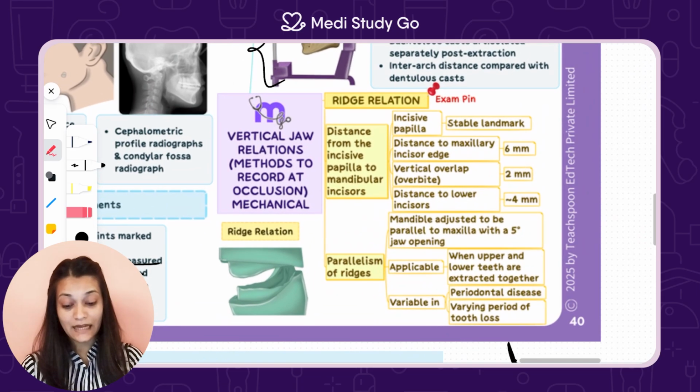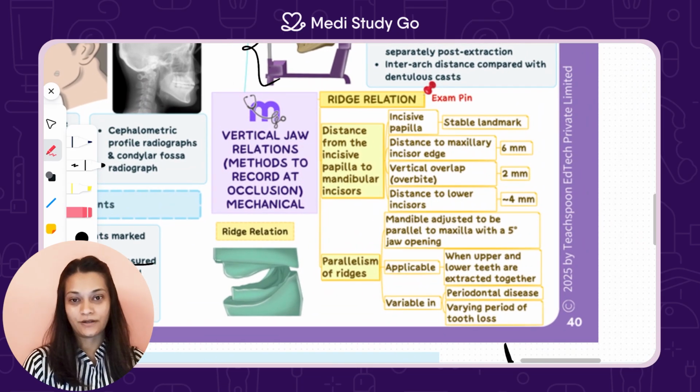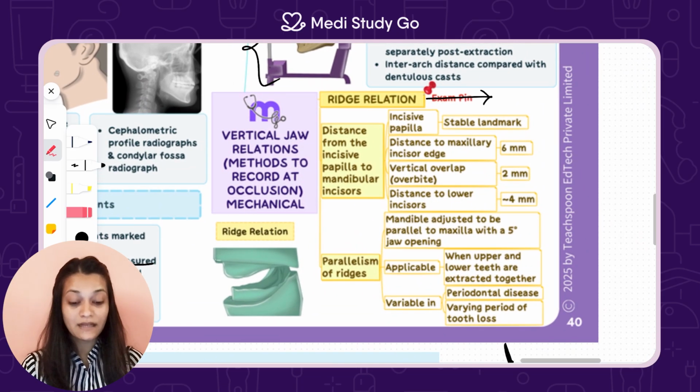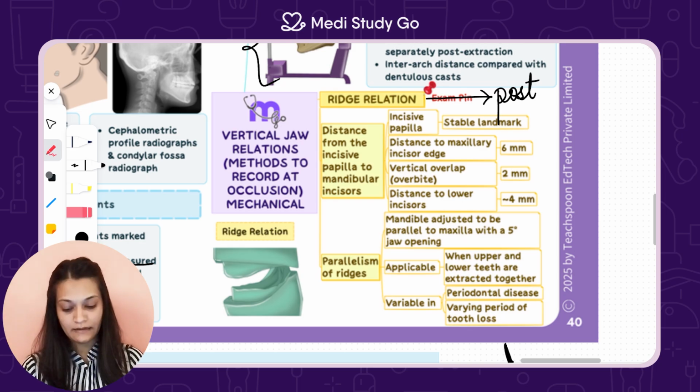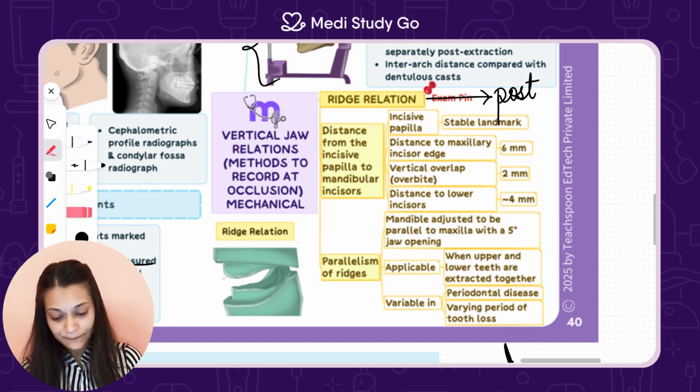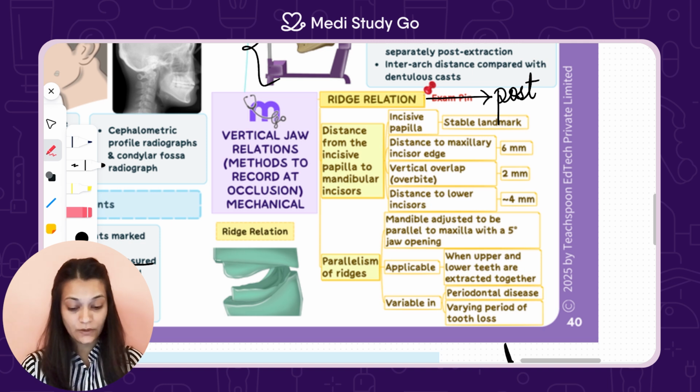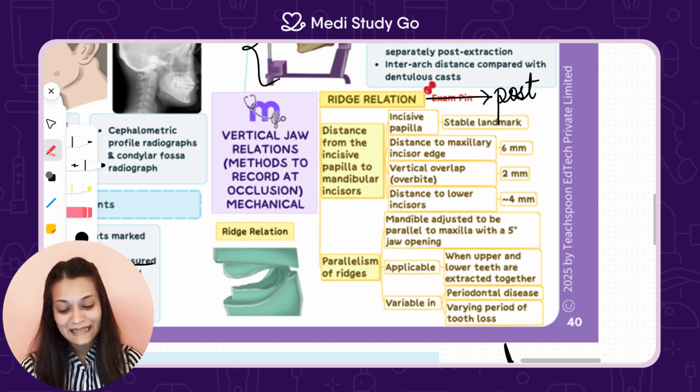Now one thing that we talk about is ridge relation. This is not something related to your pre-extraction record. It is for your post-extraction record, but we are using anatomical landmarks. So if you see, there needs to be two things, okay? We have one landmark that is stable for the entire lifetime. Can you guess what it is? Yes, it is nothing but your incisive papilla.